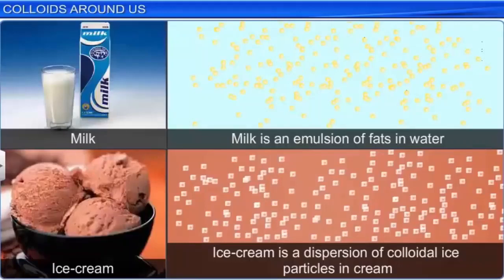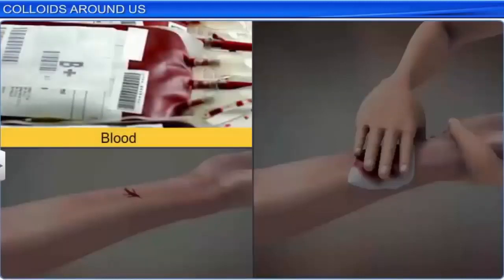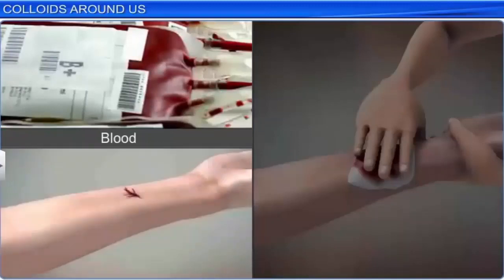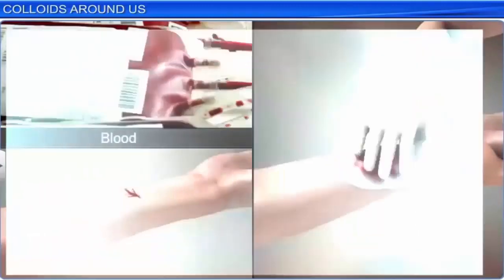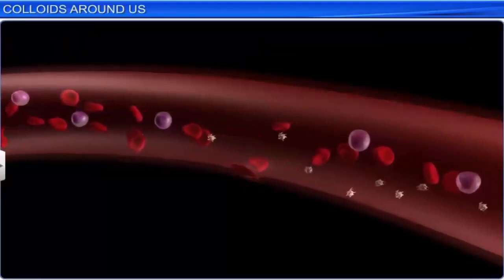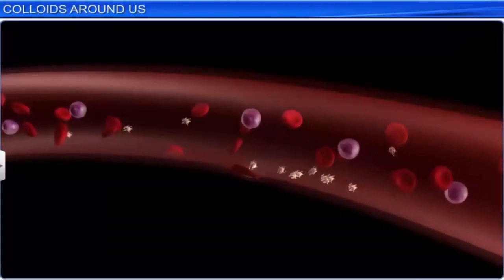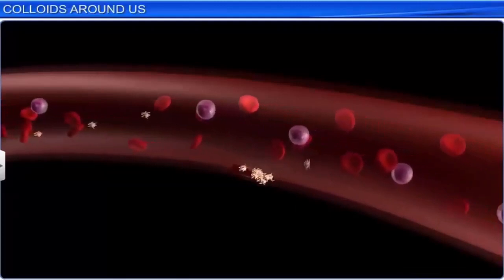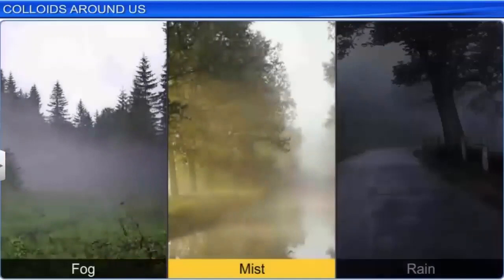Another very important colloidal solution is blood. Bleeding from a fresh cut can be stopped by applying a concentrated solution of ferric chloride or potash alum. The negatively charged colloidal particles of blood get neutralized by the ferric or aluminium 3+ ions, resulting in the coagulation of blood. Fog, mist, and rain are all colloidal in nature.